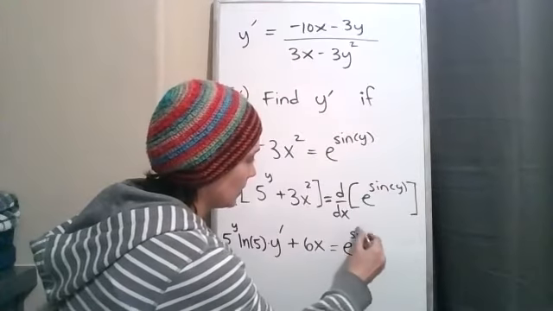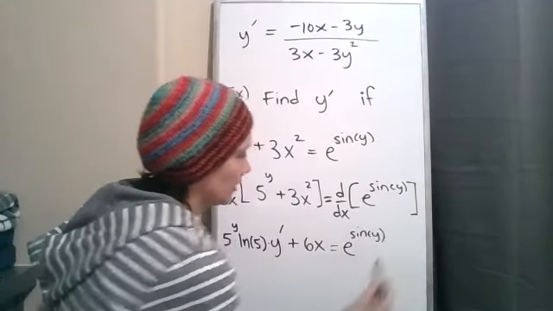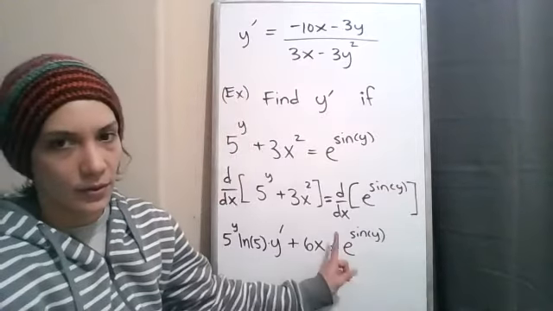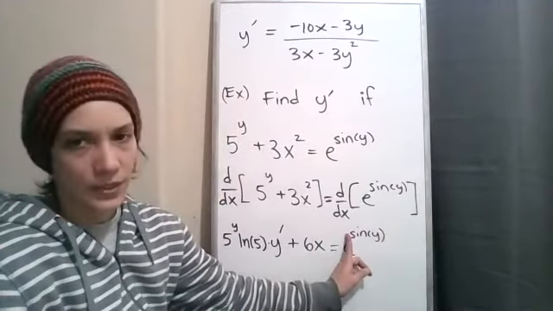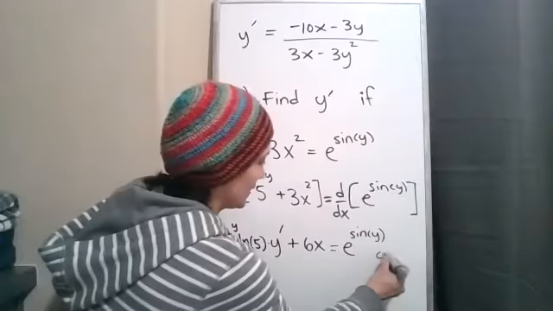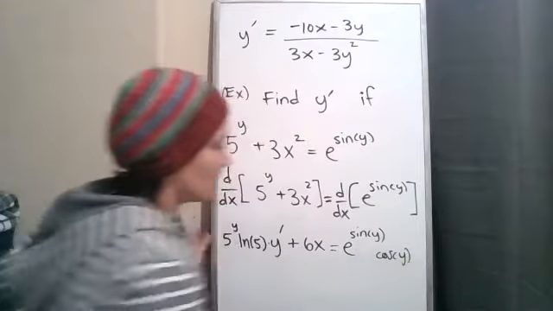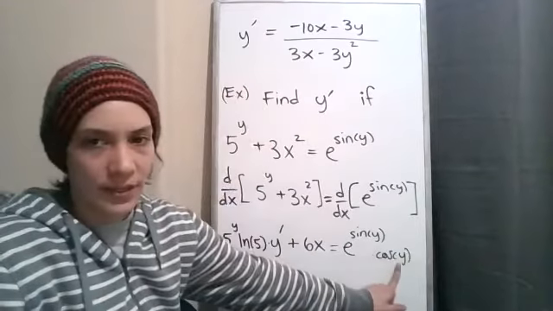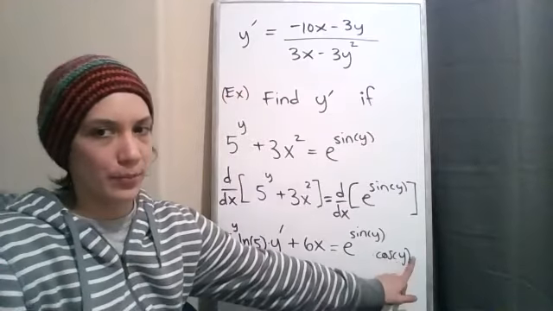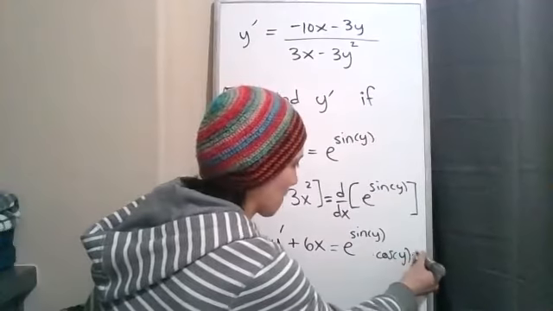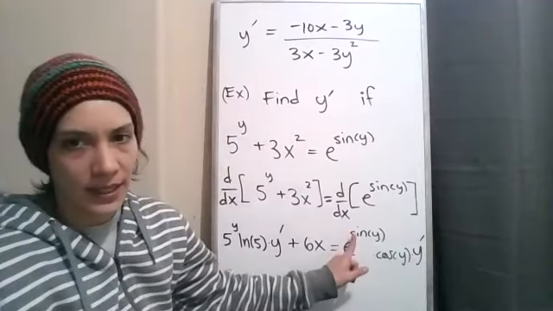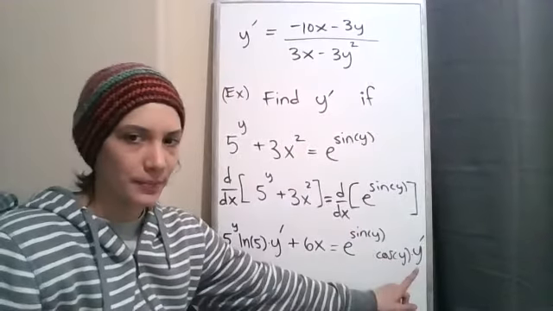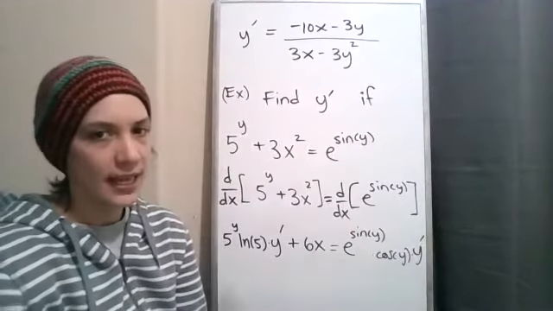E to the sine of y. Chain rule would give you to multiply by the derivative of the inside function, cosine of y. And then again, the derivative of that inside function, which would be a y prime. So e to the sine of y times the cosine of y times y prime. And then isolate y prime.